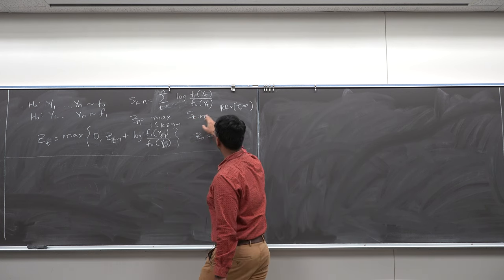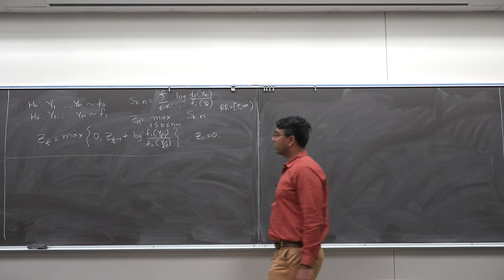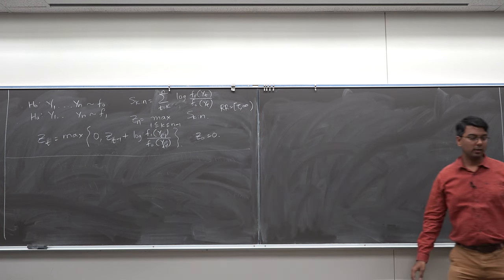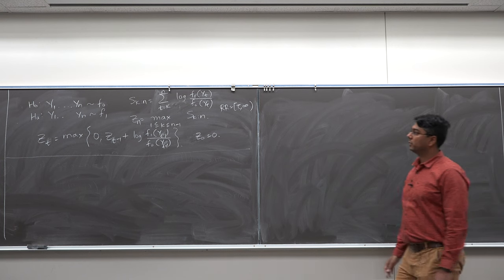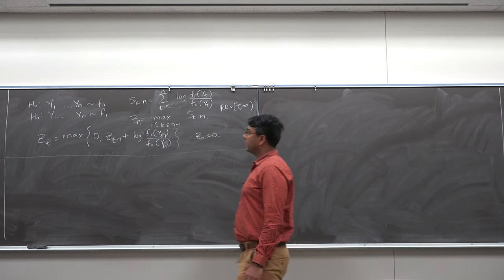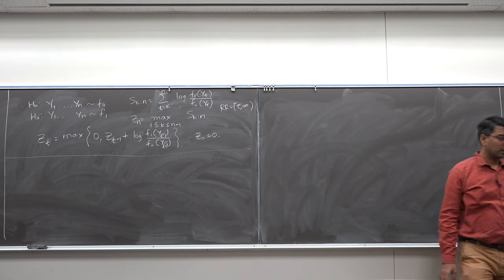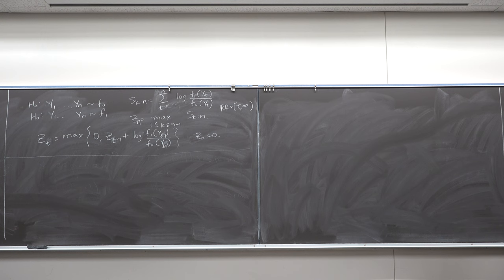And then as soon as Zt exceeds the threshold tau, I'm going to raise an alarm and say that things are not the same. We were starting with F0, and now we are seeing random variables which are of the form F1. So that's our likelihood ratio based test. This is what we studied in the previous class.